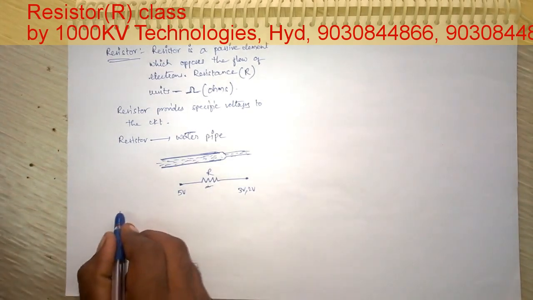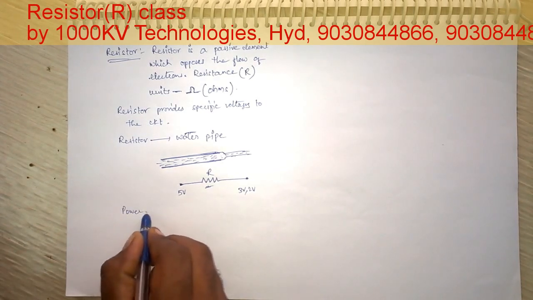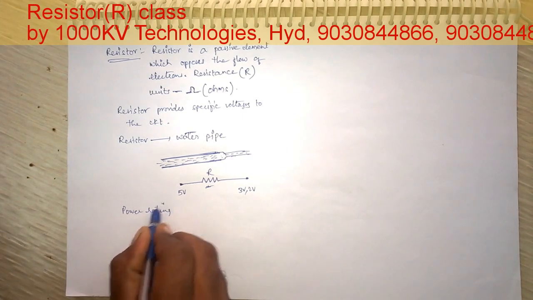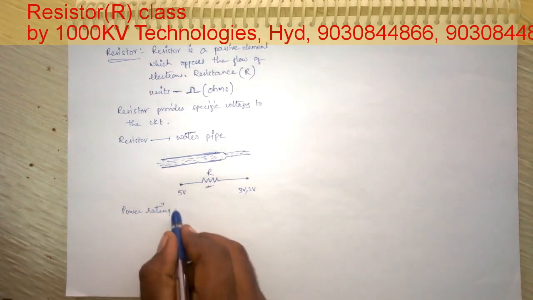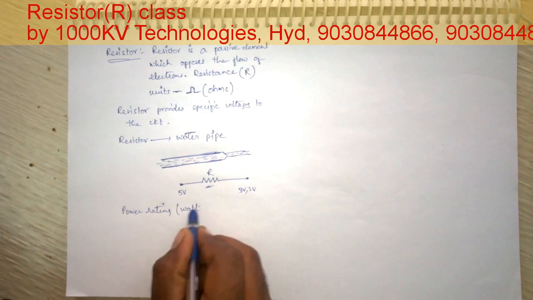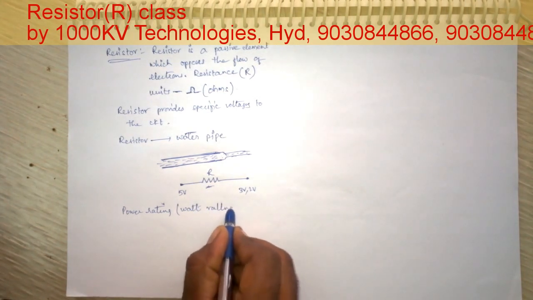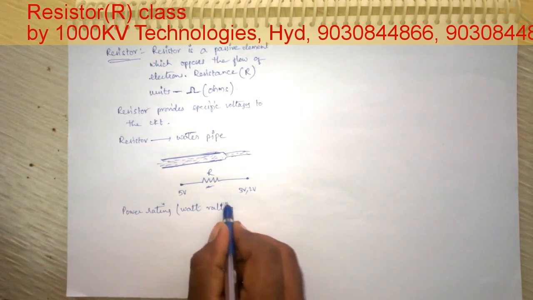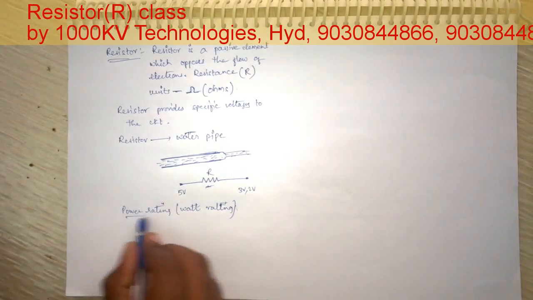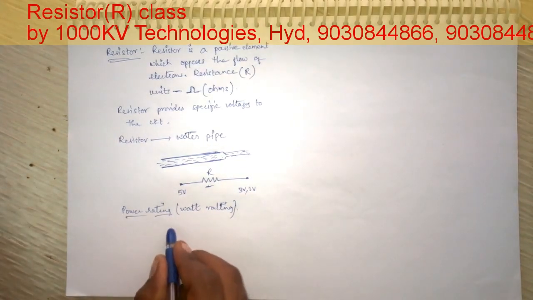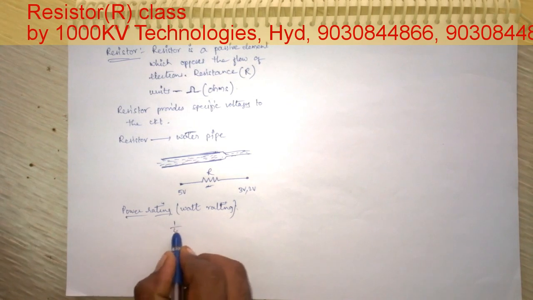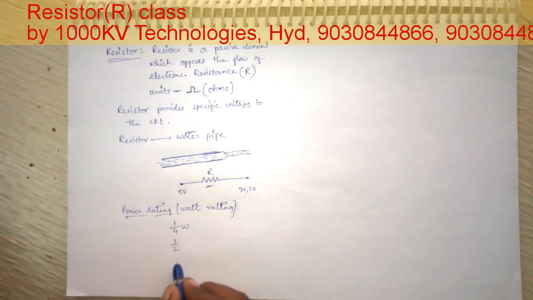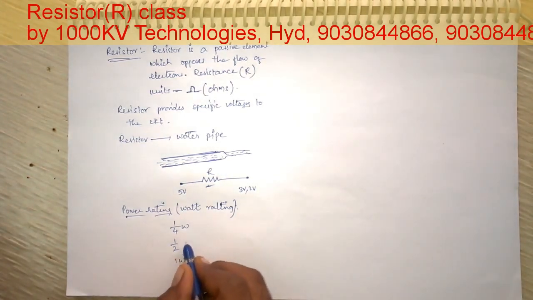And another important property of the resistor is power rating, or watt rating. We have quarter watt resistor, half watt resistor, 1 watt resistor, 2 watt, 4 watt, and so on.